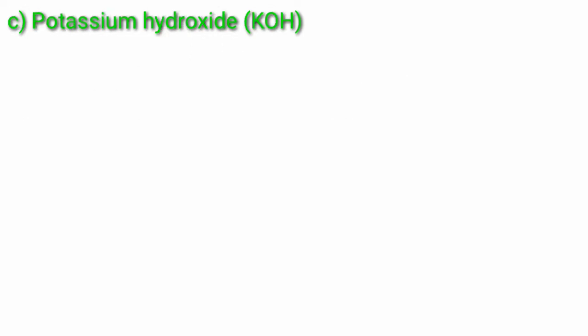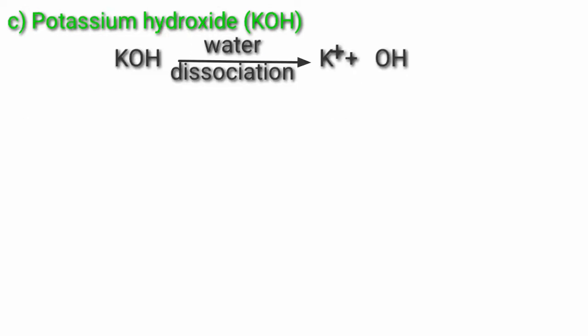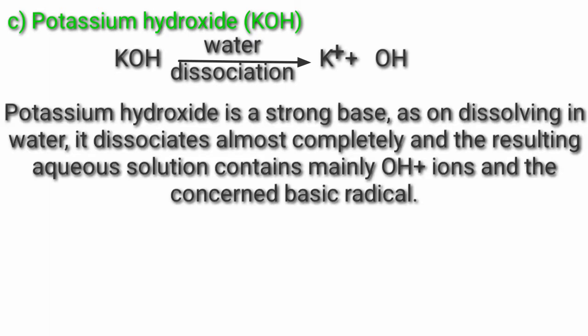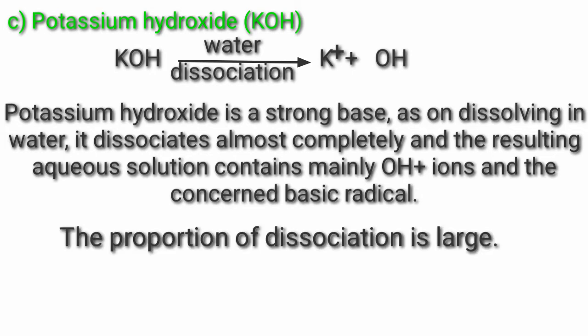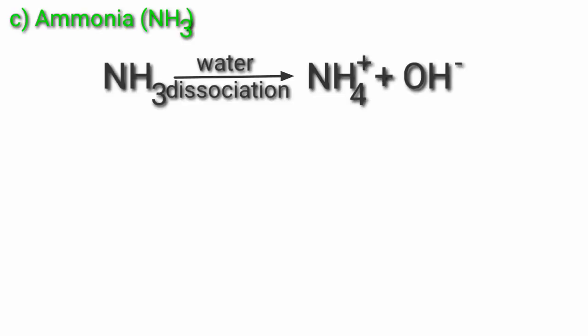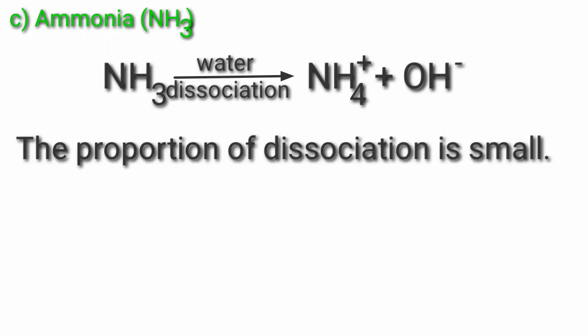C. Potassium hydroxide, KOH. KOH gives K+ and OH-. Potassium hydroxide is a strong base as on dissolving in water it dissociates almost completely and the resulting aqueous solution contains mainly OH- ions and the concerned basic radical. The proportion of dissociation is large. D. Ammonia, NH3. NH3 gives NH4+ and OH-. Proportion of dissociation is small.